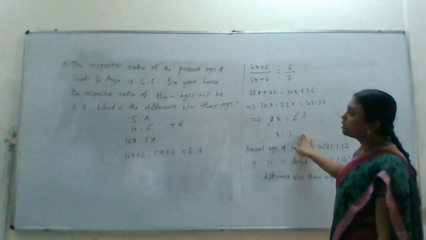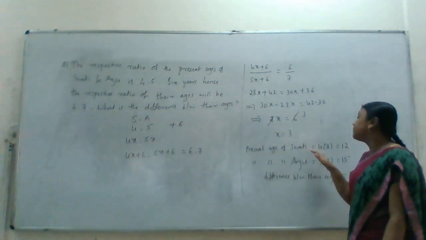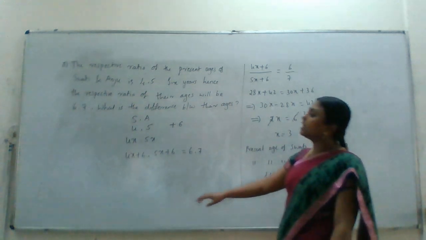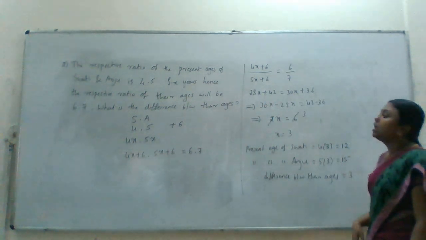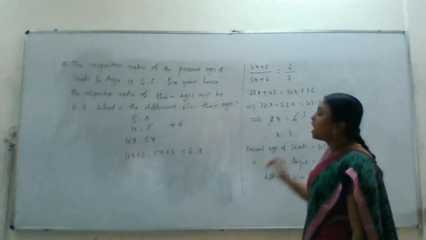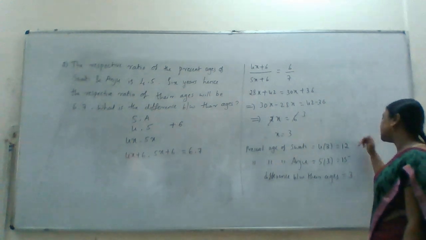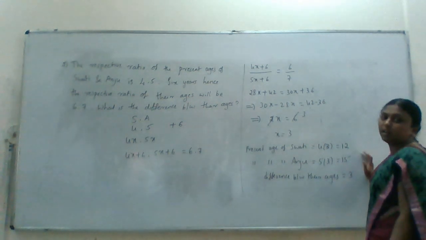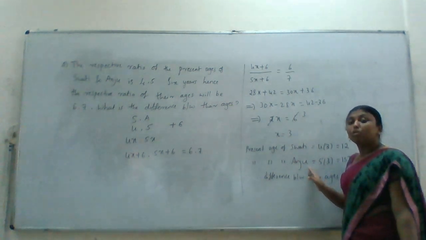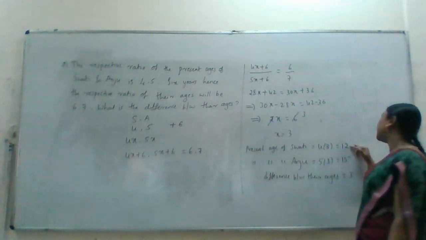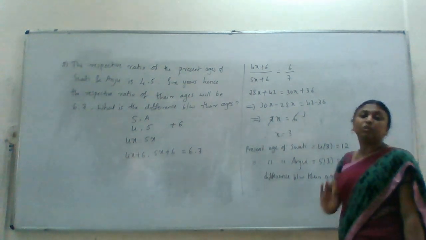So now x equal to 3 means substitute in your present ages. Present age of Swati is 4x, right? 4x means 4 into 3, x value is 3, 4 into 3 is 12. Present age of Anju is 5x, so 5 into 3 is 15. So Swati's age is 12, Anju's age is 15. So the difference between these is 3 years. Anju is 3 years older than Swati, that means 15 minus 12 is 3. The difference between their ages is equal to 3.